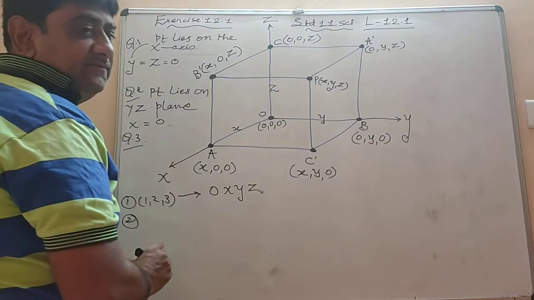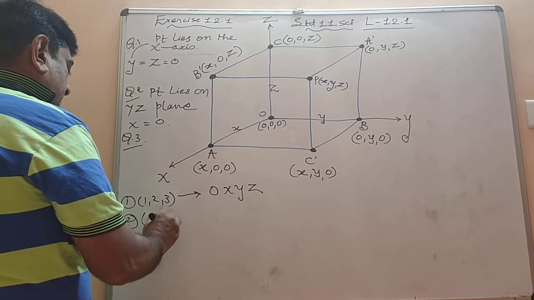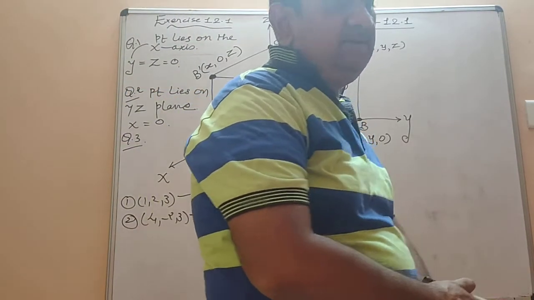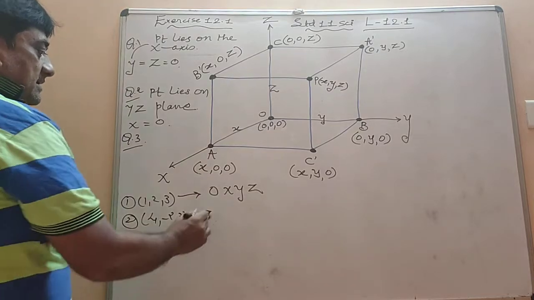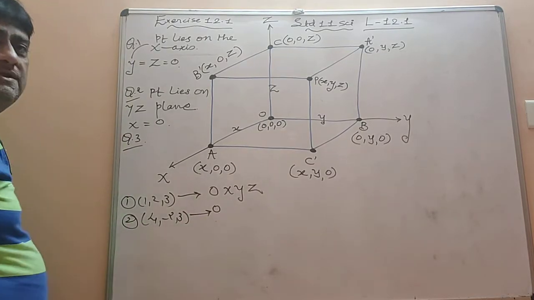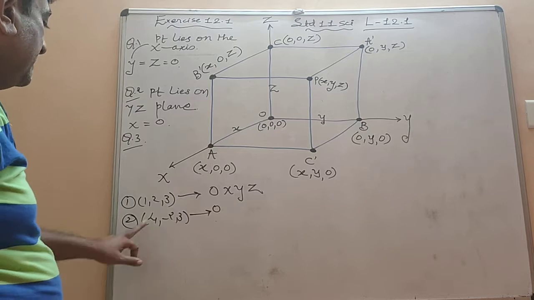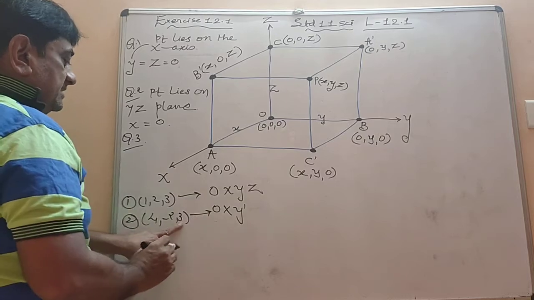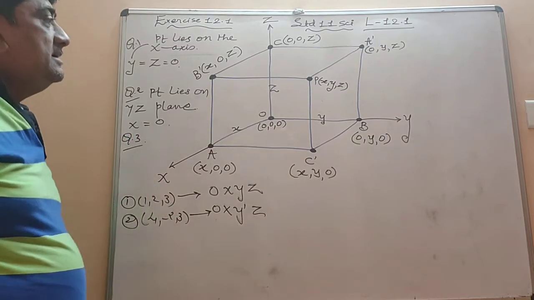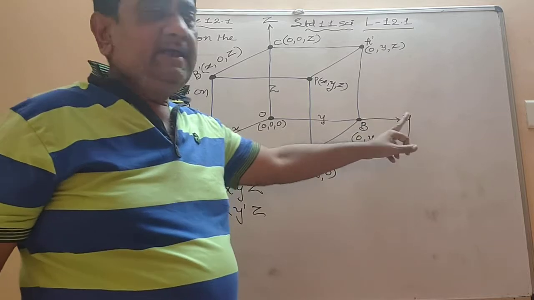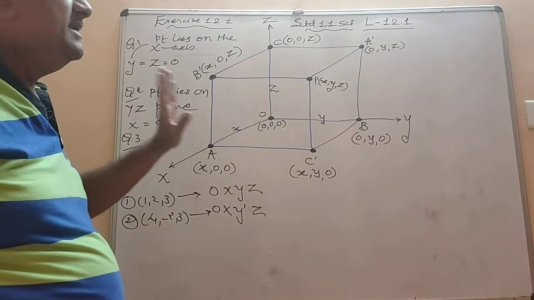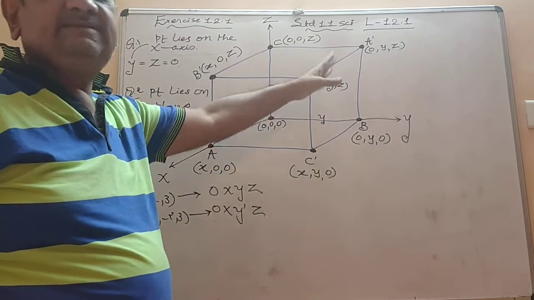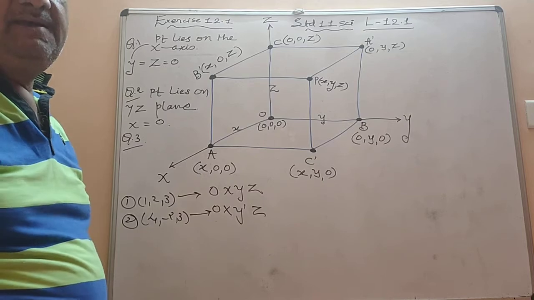Second is 4, minus 2, and 3. See the question number 2. 4, minus 2, and 3. So this will be O. Origin is common for any point. X component positive, y component negative, y dash, and z component positive. If y positive is this side, it is called y. So opposite direction of y is called y dash. It is z, so downward is z dash. It is x, so it is x dash. Negative direction is shown by dash.